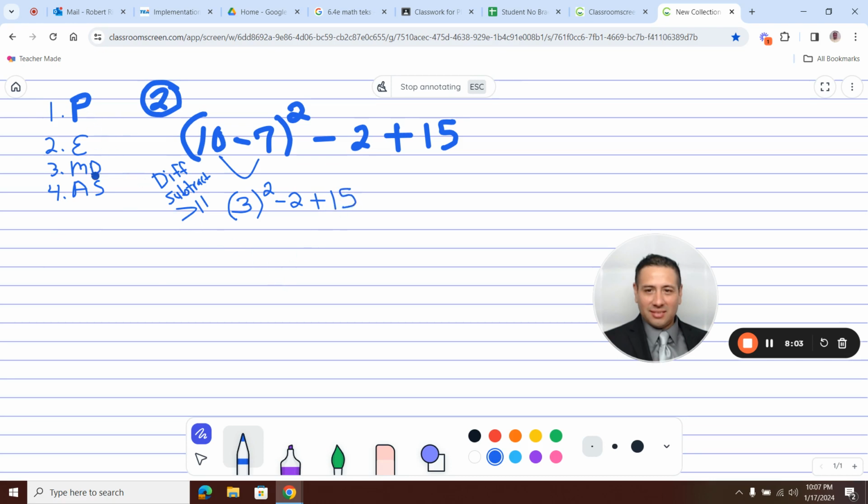Okay, go back to your checklist. We're done with parentheses because inside there's nothing else to do. Exponents, there's an exponent, so this would be next. Go to the side, expanded. This one's 3 times 3, which is 9. I'm done with those two. Bring everything down.